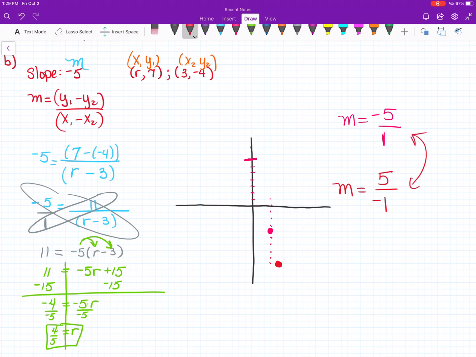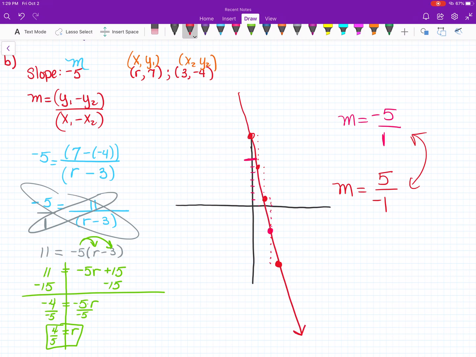I'm going to go up 5. 1, 2, 3, 4, 5, and over 1. Okay, I'm getting closer to 7. 1, 2, 3, 4, 5, and over 1. Oh, I can't really tell from this drawing what it is.